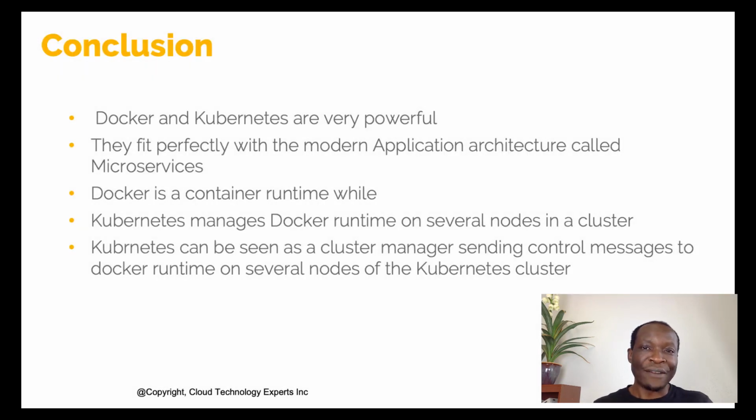Great. So I've shown you everything I want to show you for this short video. In conclusion, again, Docker and Kubernetes are very powerful. They fit perfectly with a modern application architecture called microservices. Docker is a container runtime, while Kubernetes manages Docker runtimes on several nodes in a cluster. Kubernetes can be seen as a cluster manager, or what we call an orchestrator. It sends control messages to the Docker runtime on several nodes of the Kubernetes cluster. So, both of them work perfectly together.